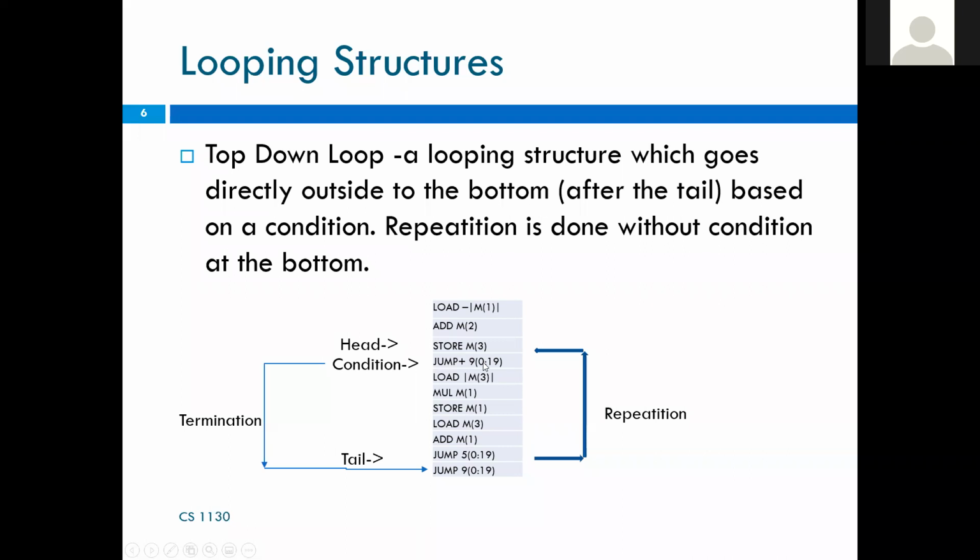However, if you look at the jump to 9, the instruction at 19 is a halt, which means it terminates the loop. Do you follow? So it's a different logic. It's a different logic from the bottom-up. But you just have to discover the logic in order to use it properly.